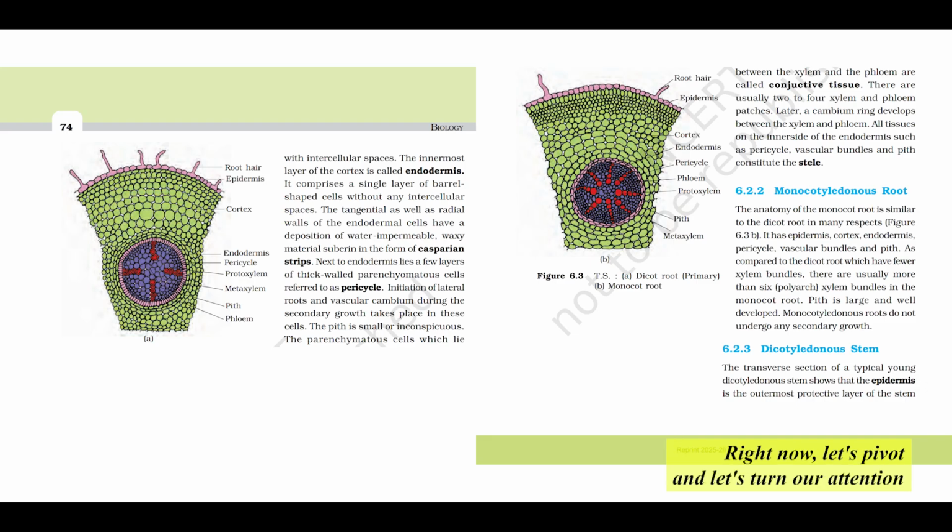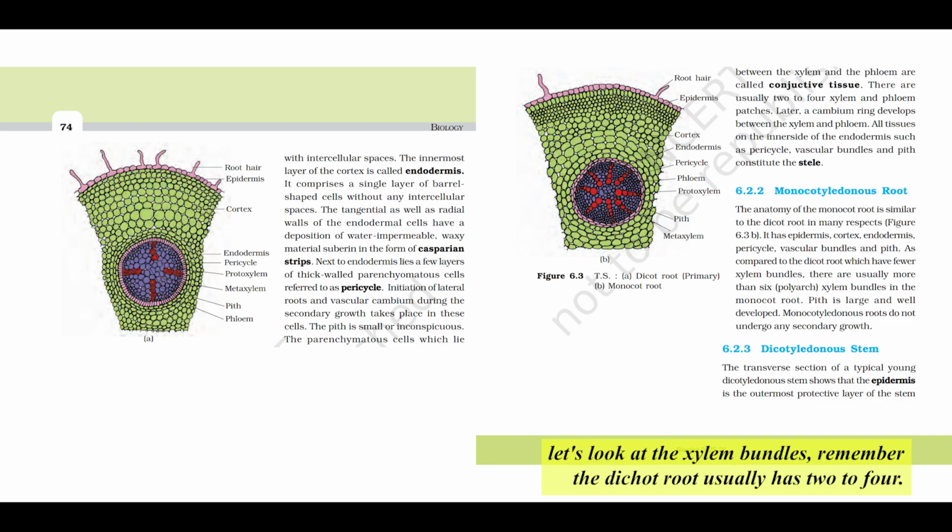Right, now let's pivot, and let's turn our attention to the monocotyledonous root. You'll notice that the anatomy of a monocot root shares quite a few similarities with the dicot root in its basic layout. Yes, it also has an epidermis, a cortex, an endodermis, a pericycle, vascular bundles, and a pith. The basic layers are there. However, there are some very distinct and critical differences, and these are essential for quick identification in your exams.